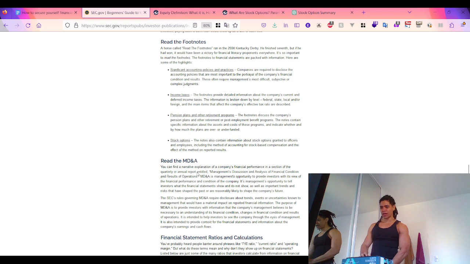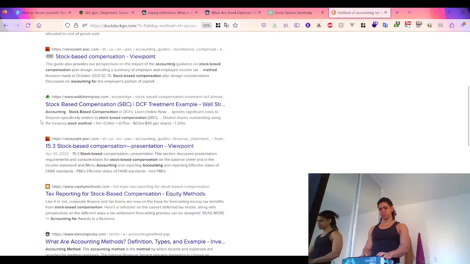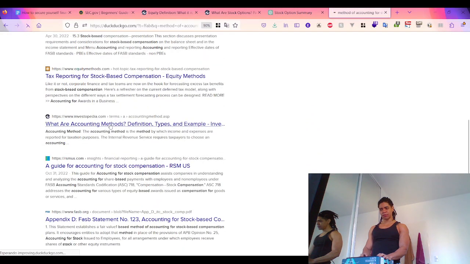Okay. And when I go back here to the footnote to highlight some topics of the stock options, the notes also contain information about stock options granted to officers and employees, including the method of accounting for stock-based compensation and the effect of the methods on reported results. Interesting.